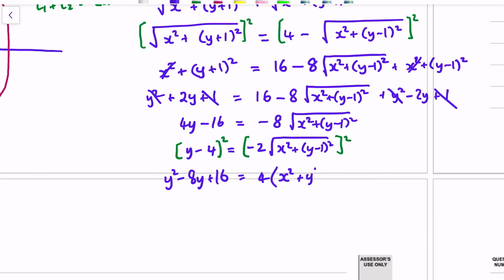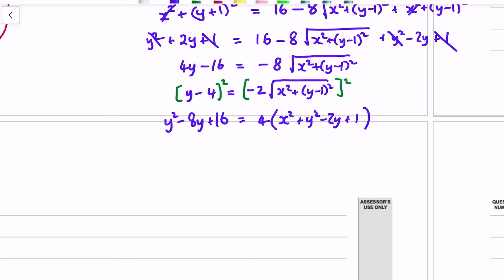X squared plus y squared minus 2y plus 1. 4x squared, 3y squared if I join the y squareds on the right hand side, minus 8y terms cancel. It's 1 on both sides, and then we've got equals 16 minus 4 is 12. Divide everything through by 12. 1 equals x squared over 3 plus y squared over 4.